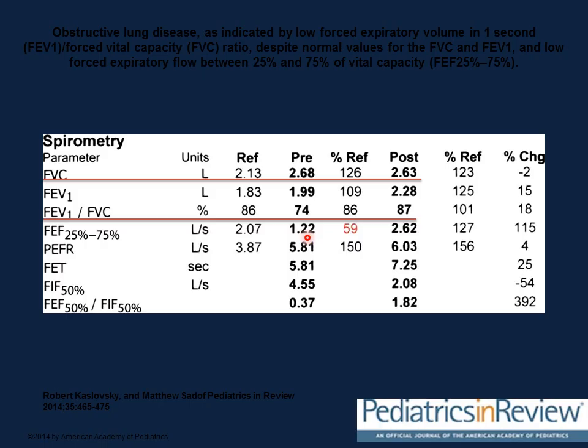And also, to see if this is a reversible airway disease, you will give a bronchodilator. After the treatment, you will see a difference. If you look at the FEV1 to FVC ratio, 74 improved to 87, and the difference here is 18%, which is significant for reversible airway disease. It responded well to bronchodilators. And the same thing with the FEF 25% to 75%, it responded very well to the bronchodilator, and you see here the value is more than double, which is 115%.